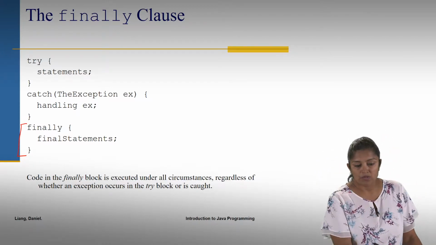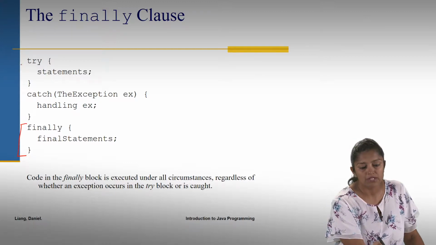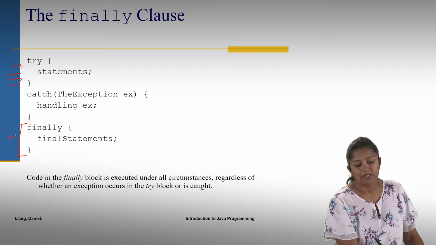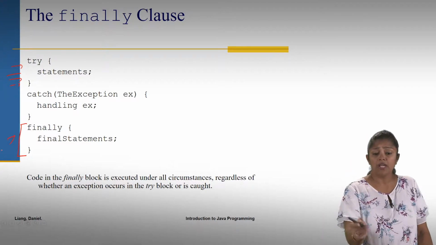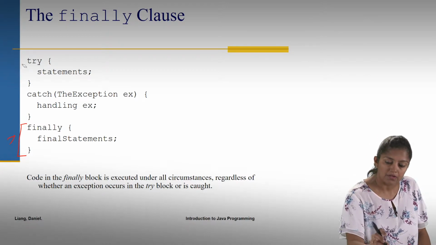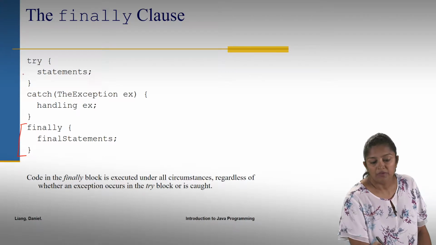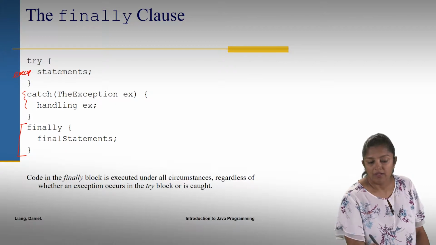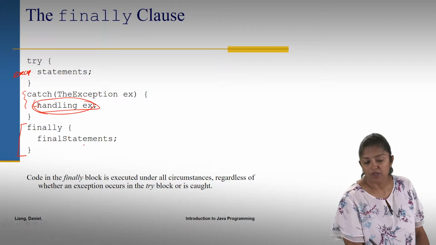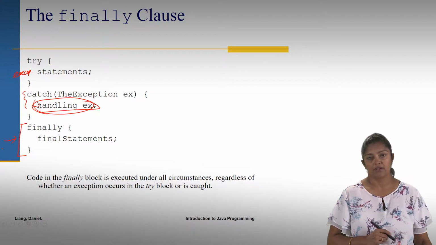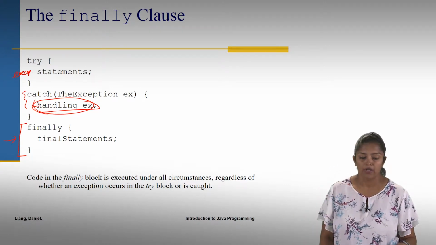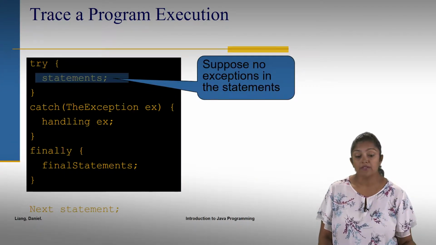Say no exceptions occur, then all of these statements get executed successfully, and then the finally block gets executed. Say instead an exception occurs in one of these statements. Then we look for a corresponding catch handler, the handling code gets executed, and then the finally block gets executed. Like I said, it's always executed under all circumstances, so it's useful to have it in your code with any of those final statements.